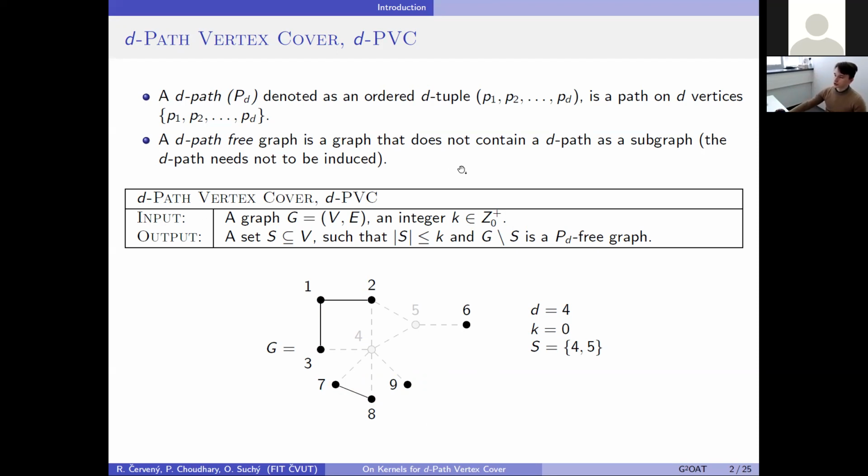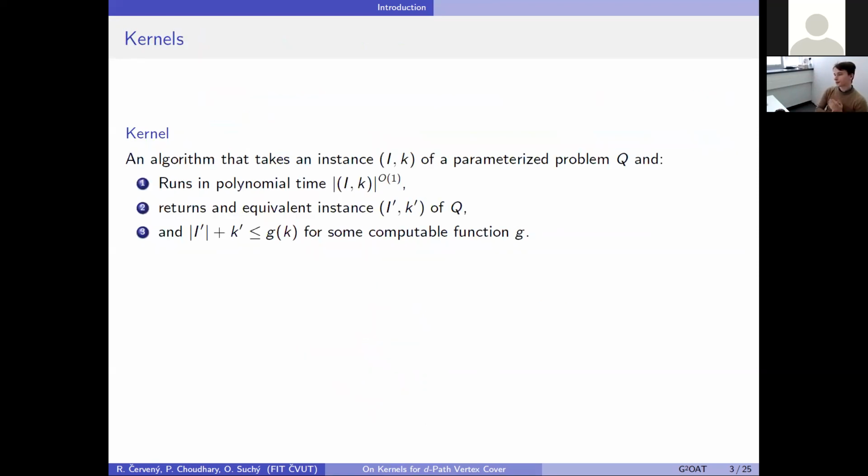But in this talk, we will be interested in something a little bit different. We'll be talking about kernels. So briefly, what is a kernel? A kernel is an algorithm that takes the instance, in our case of dPath vertex cover, runs in polynomial time in the size of the instance, and must return an equivalent instance to the original one. Equivalent here means that if the original instance was a yes instance, then the reduced one will also be a yes instance. And if the original was a no instance, then the reduced one will be a no instance.